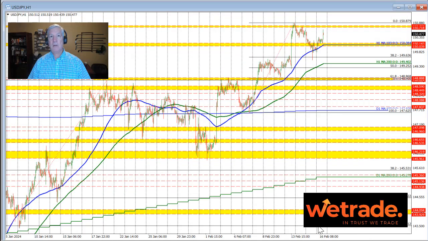Let's take a look at the dollar versus yen. And the dollar versus yen moved lower yesterday off of the retail sales data. This is the hourly chart. And in the process, we moved below the 100-hour moving average and tested the 38.2% retracement of this last move to the upside here.